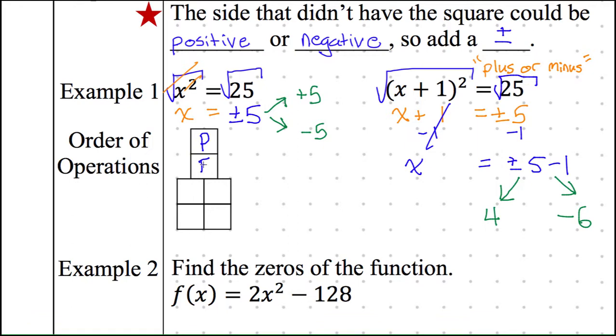So P, E, M, D, A, S. Notice that multiplication and division are on the same level. Addition and subtraction are on the same level. It doesn't matter which one you do when you get to that point. The key part about this is I move from the bottom to the top. You only move from the top to the bottom when you're simplifying, but when you're solving, write it down: you go from the bottom to the top, because you're trying to undo things that happen to X.